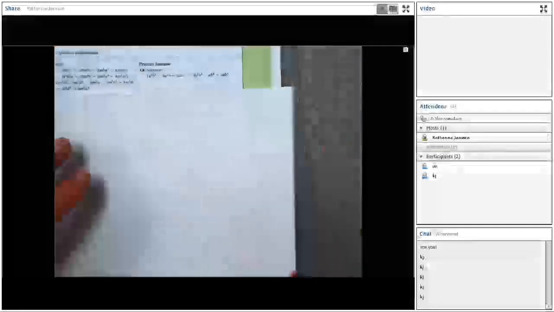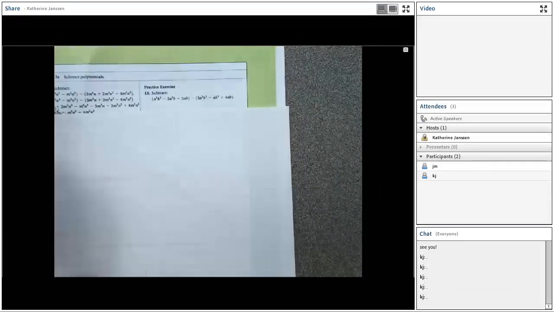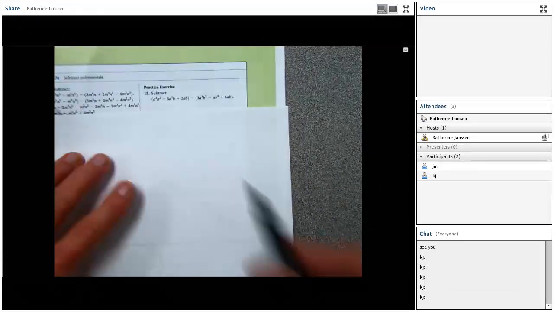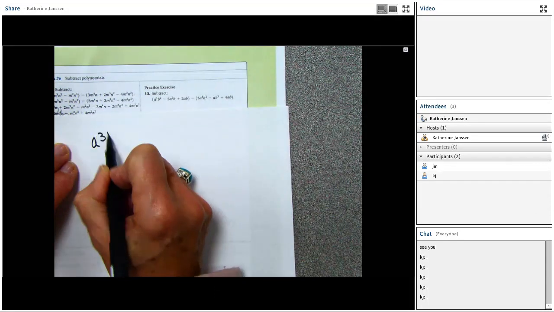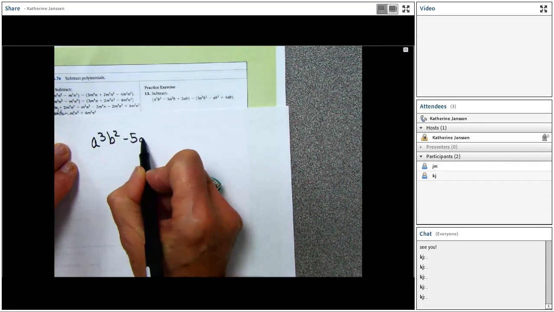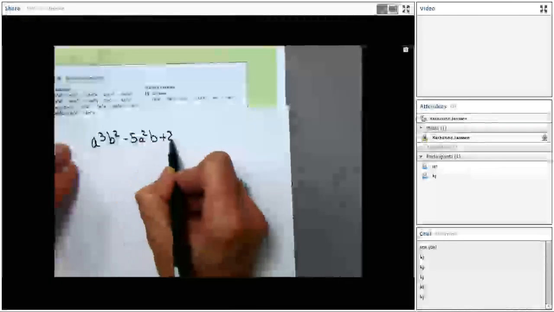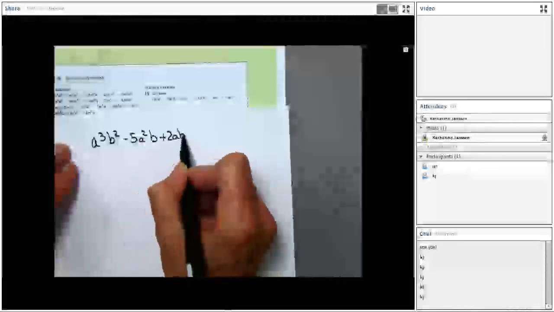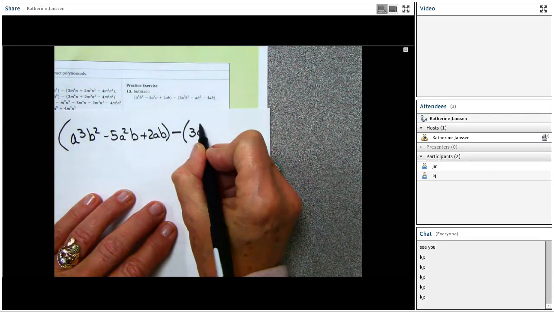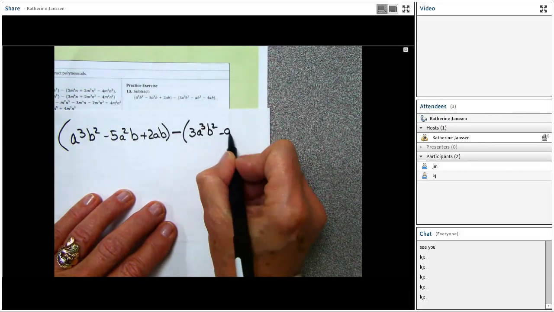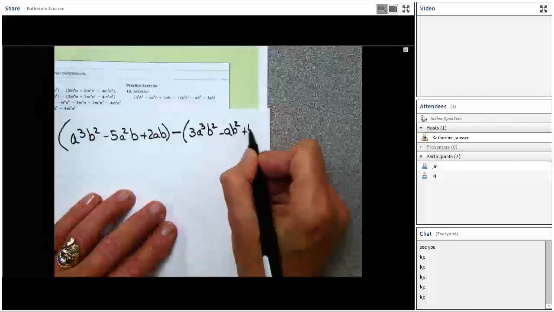Chapter summary and review, selecting certain problems that try to emphasize or point out key topics within the chapter. Number 13, we're supposed to subtract a cubed b squared minus 5a squared b plus 2ab. And we're going to subtract the polynomial 3a cubed b squared minus ab squared plus 4ab.